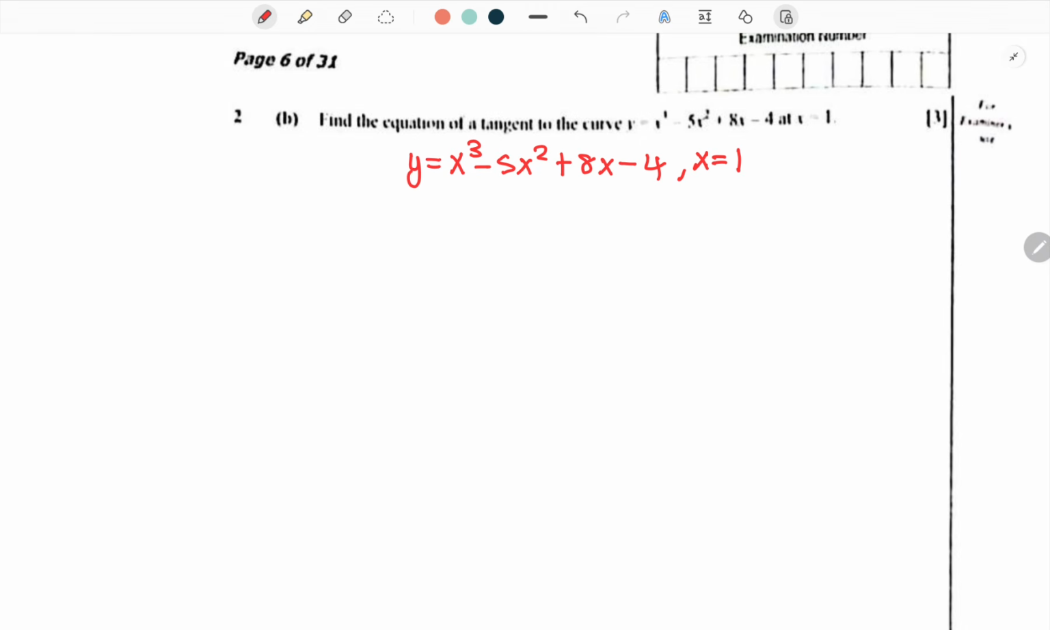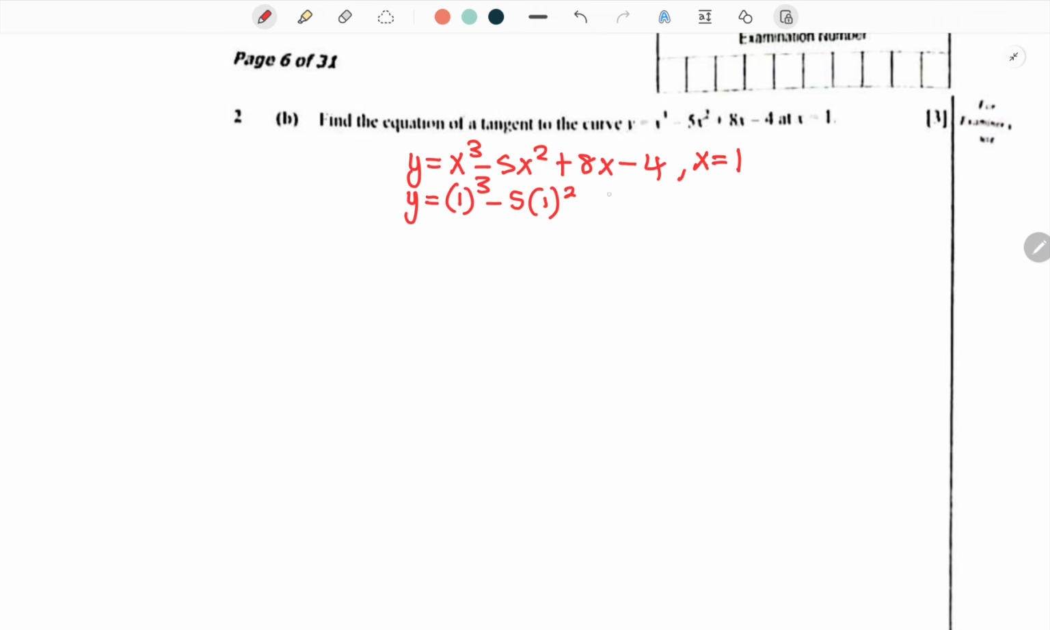So of course the first thing that you would want to do is simply to find your y value, because you've already been given your x value. Now how do you find your y value? It's actually very simple. The first thing you are supposed to do is simply to insert this 1 into the equation. So I'll put my 1 into the equation.